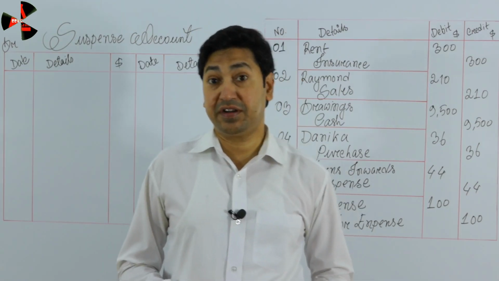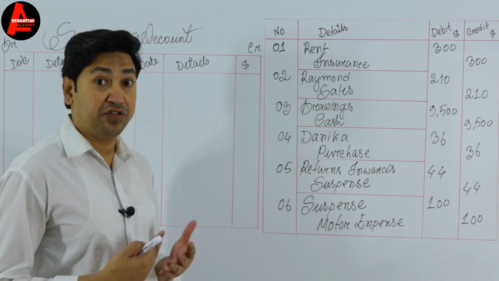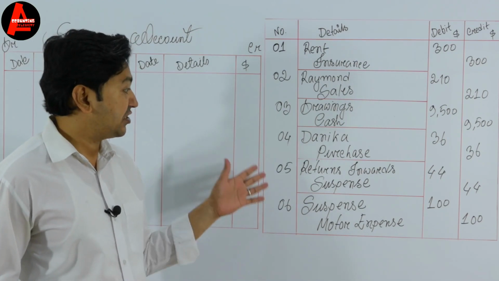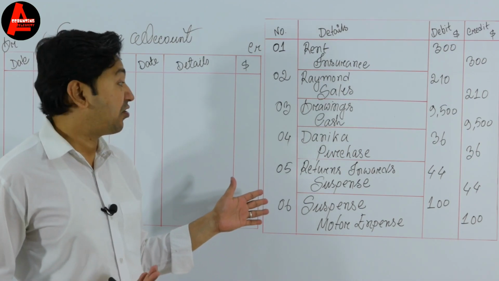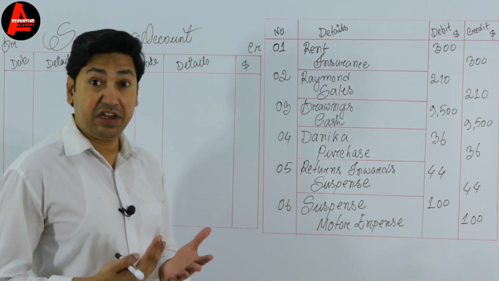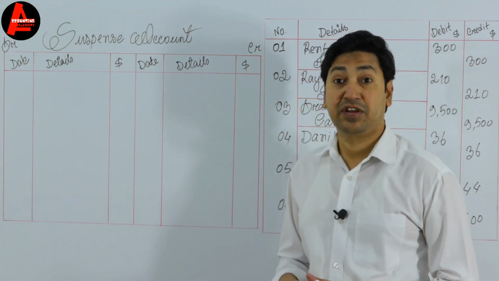So this is the second part. In the previous lesson, I showed you how to rectify the errors. We had 6 errors on the question taken from the 2023 IGCSE accounting first paper. So here in the second part, I'll show you how to prepare a suspense account.